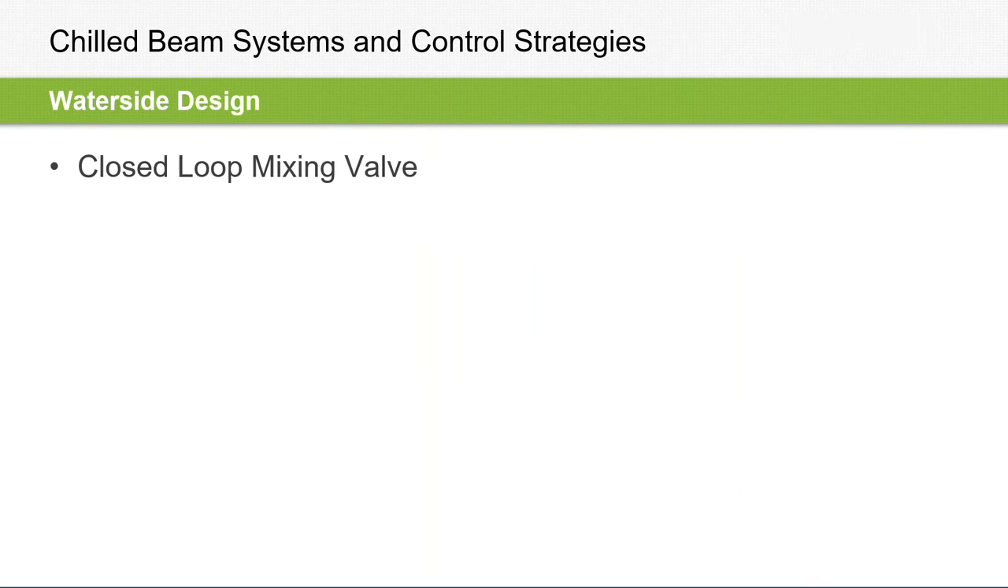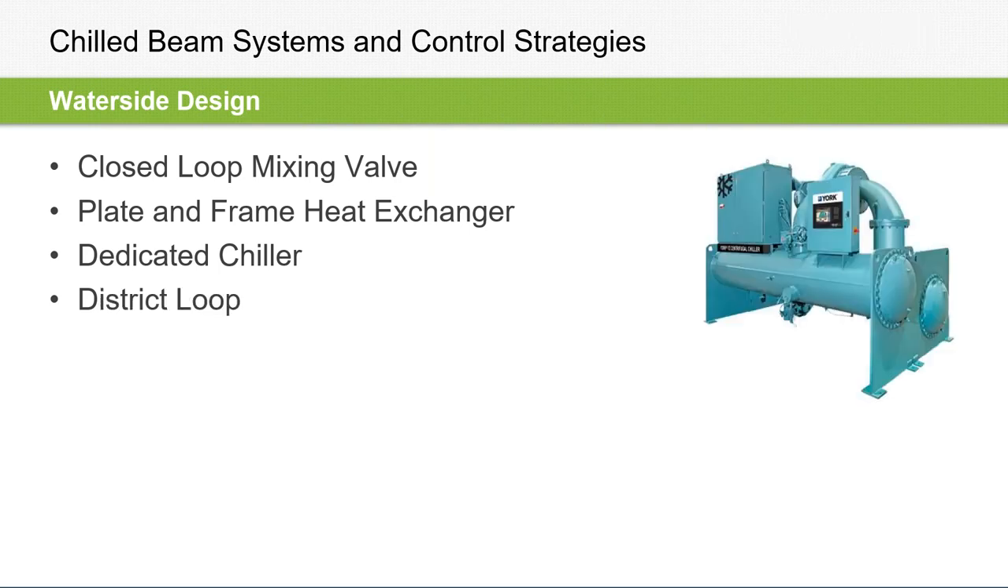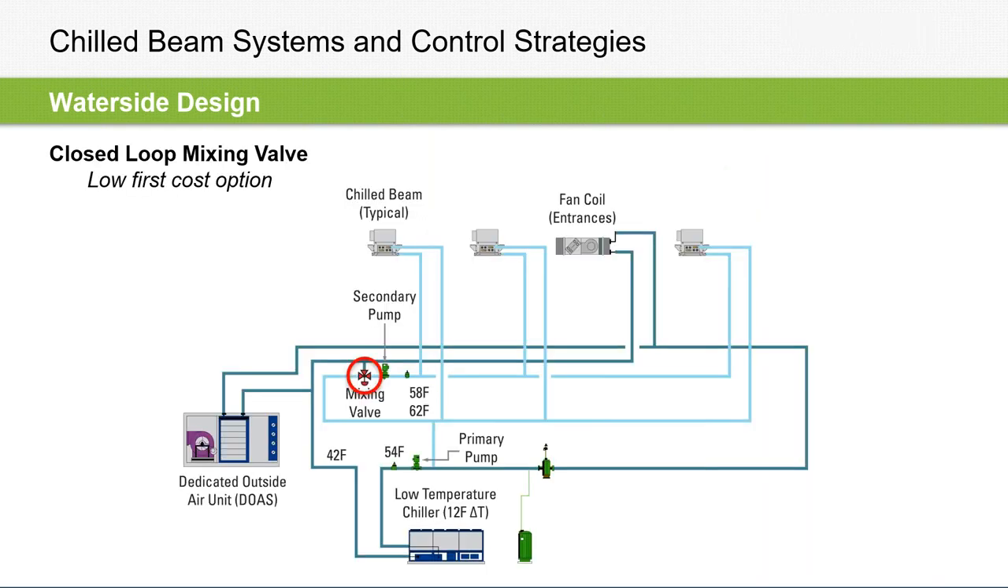Closed loop mixing valve is one, very similar to the three-way mixing valve we just talked about at the zone level. Also, plate and frame heat exchangers are pretty common. Dedicated chiller is another good one if your budget allows for an individual chiller on each loop. And then also district loops are great applications for chill beams. If you already have that mechanical plant producing water, it's a good thing to consider beams, tap in the return, and you already have some warmer water created there.